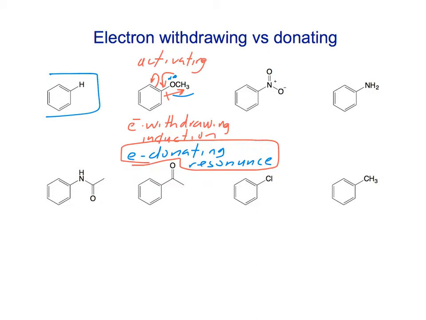All right, next one. We have a nitro group. So what do you think? Activating? Well, let's not do that first. Let's think about what modes of electron donating or withdrawing that nitro group could have. Anybody? Well, it has this plus on the nitrogen right next to the ring, right? So what do you think that's going to do? It's going to withdraw electrons, right? So it's going to withdraw electrons like this through induction.